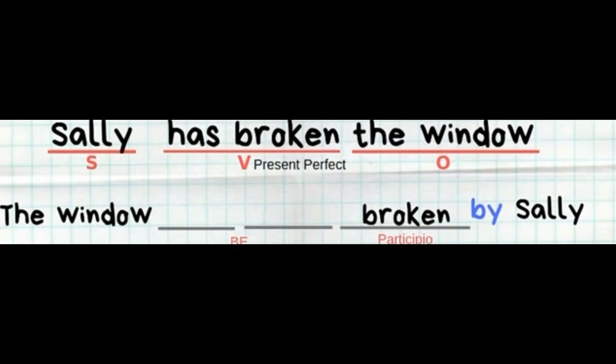And this is in present perfect. So we have to add the verb to be in present perfect. Since the window is third person, it stays has. And the verb in participle is been.